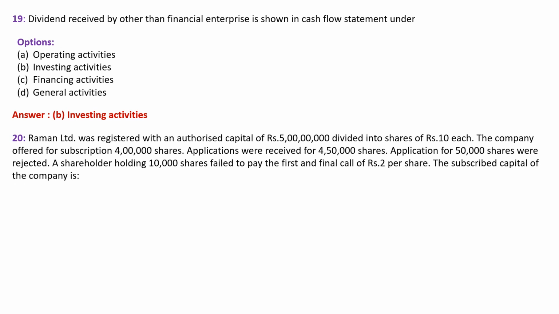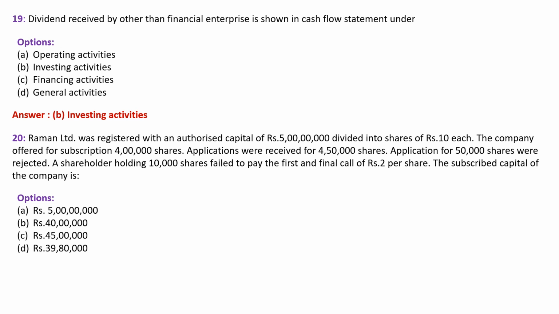Any return on that is treated as investing activities. Next, question number 20. Raman Limited was registered with an authorized capital of rupees 5 crore divided into shares of rupees 10 each. The company offered for subscription 4 lakh shares. Applications were received for 4 lakh 50,000 shares. Applications for 50,000 shares were rejected. A shareholder holding 10,000 shares failed to pay the first and final call of rupees 2 per share. The subscribed capital of the company is option A 5 crore, B 40 lakhs, C 45 lakhs, and D 39 lakh 80,000 rupees.